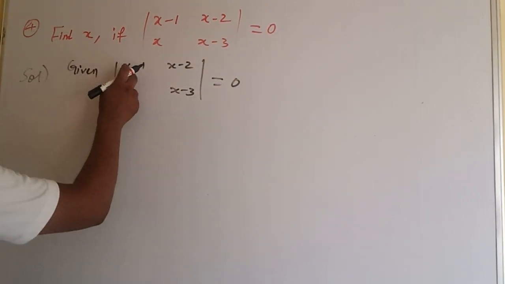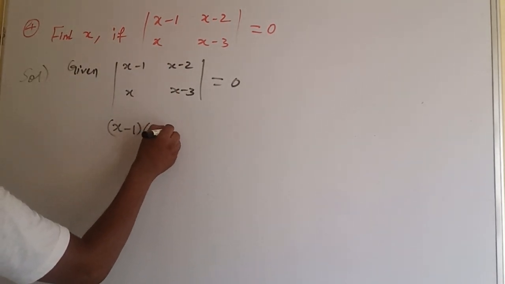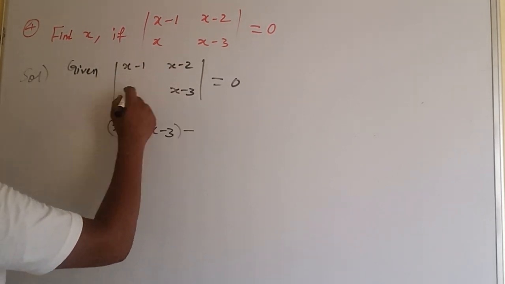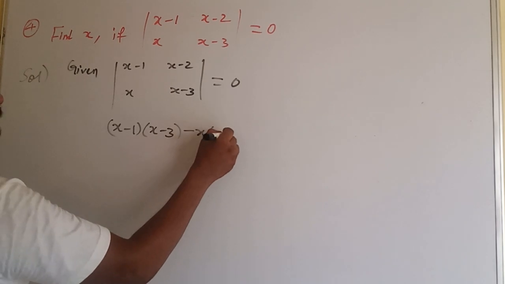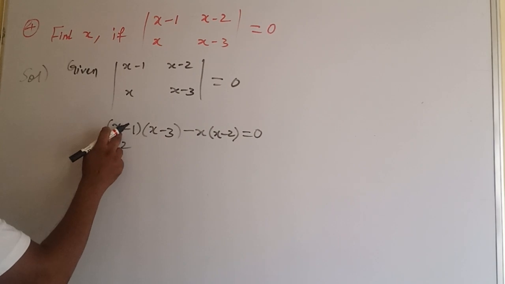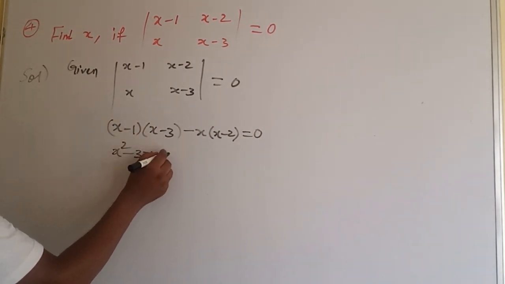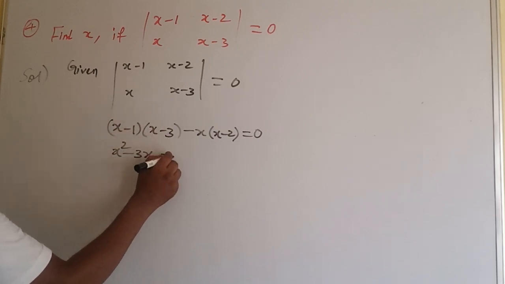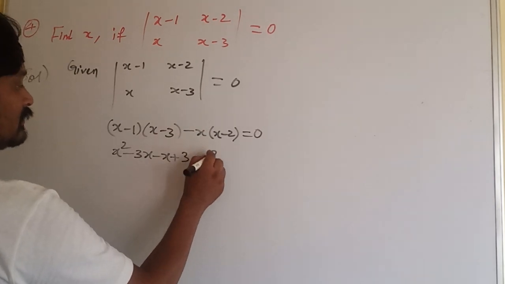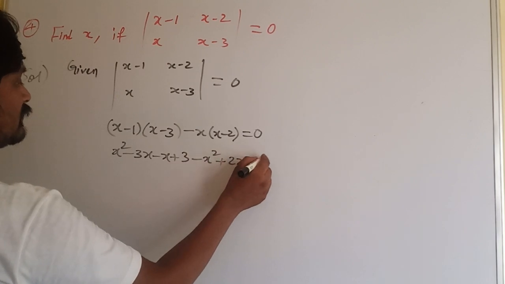Determinant, so now AD minus BC. So x minus 1 into x minus 3. If you don't know that, just diagonals multiply and the symbol should be minus. So x into x minus 2 is equal to 0. Multiply: x into x is x square. x into minus 3 is minus 3x. Minus 1 into x is minus x. Minus 1 into minus 3 is plus 3. Now minus x into x is minus x square. Minus into minus plus 2 into x, 2x is equal to 0.